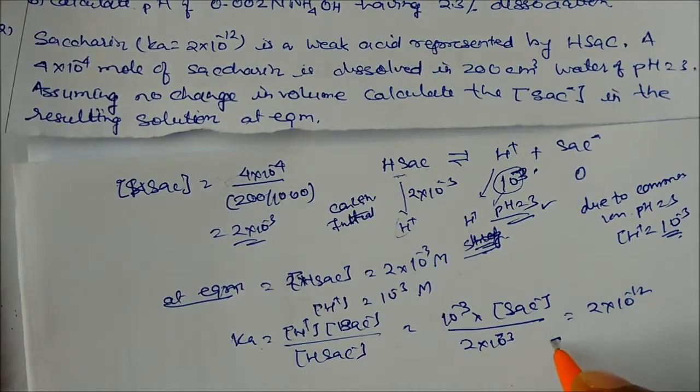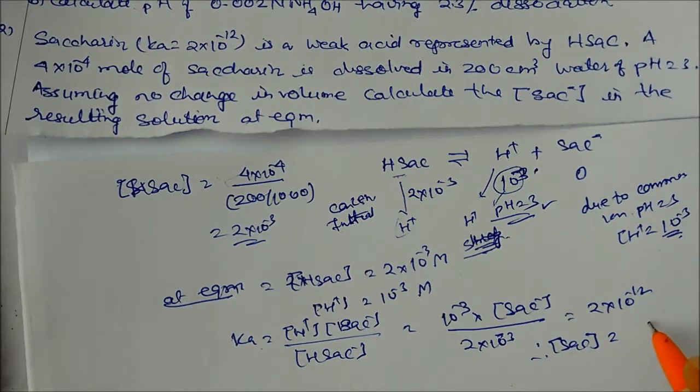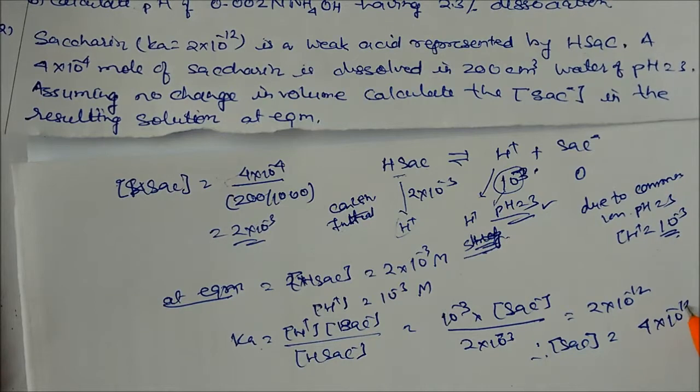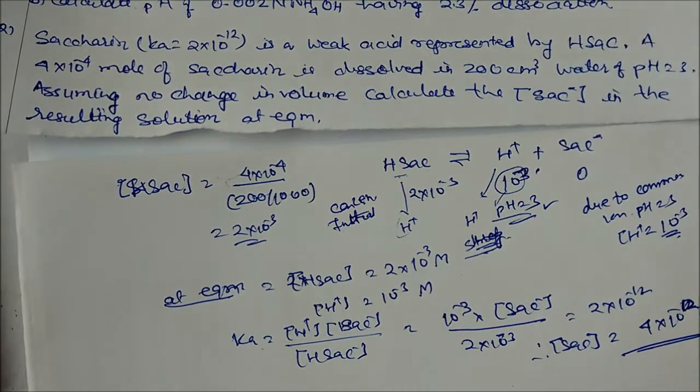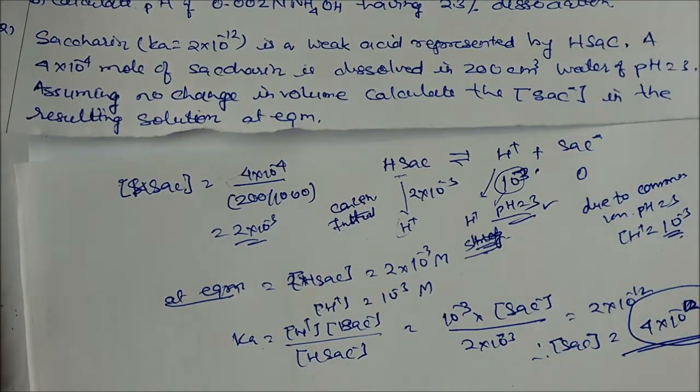So the answer, the concentration of SaC minus, will be nothing but 4 into 10 power minus 12 molarity. So this is our answer.